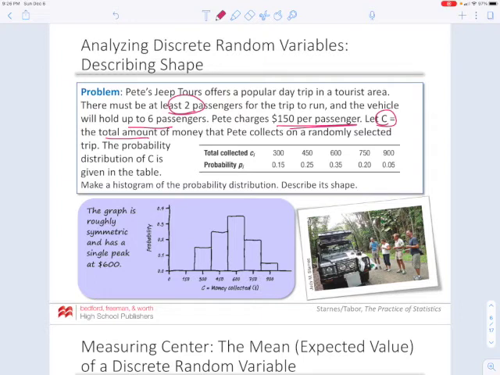Remember, it is money. So this is 2 passengers. It's $300, right? 2 times 150. 3 passengers, 4, 5, and 6. And then it already has listed out the probability of each of those scenarios. Then all we do is take that information, put it into this histogram. Remember that when you're doing graphs, you must label your axes. Okay? And then it says describe its shape. So here this one's fairly symmetric.